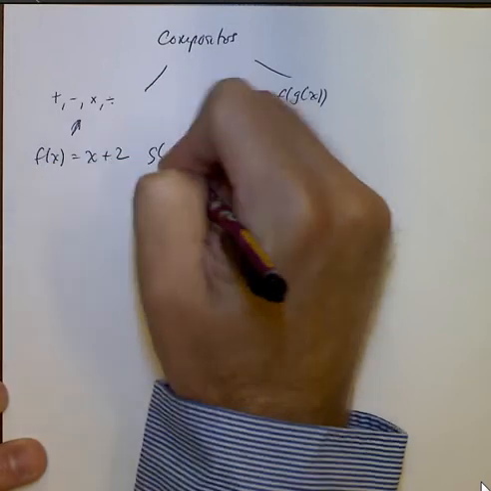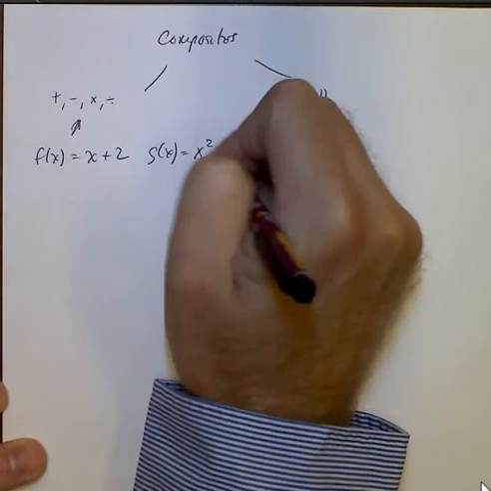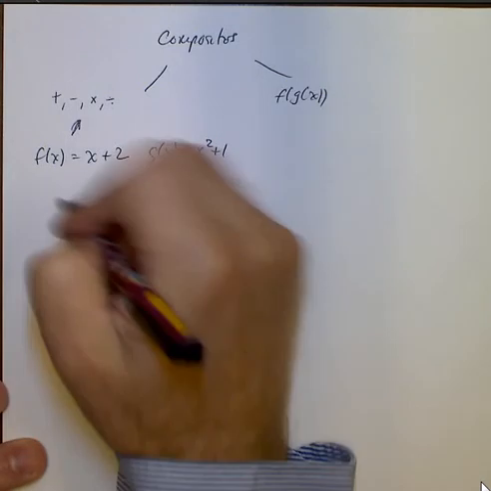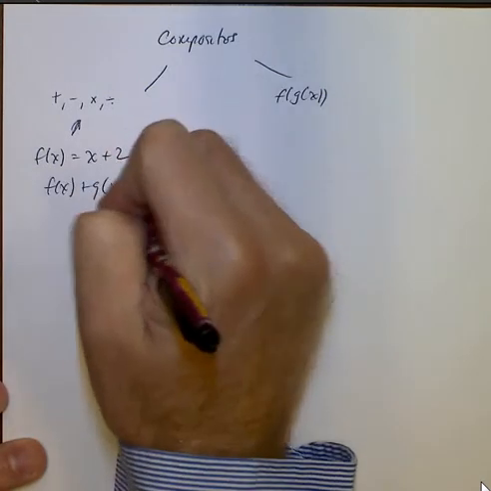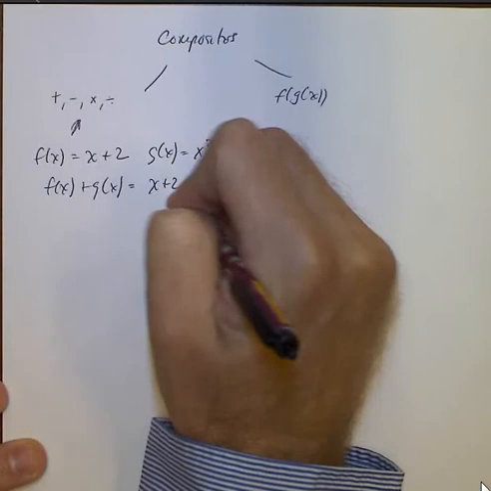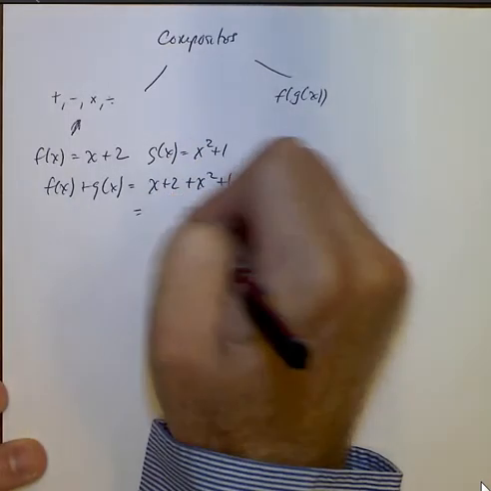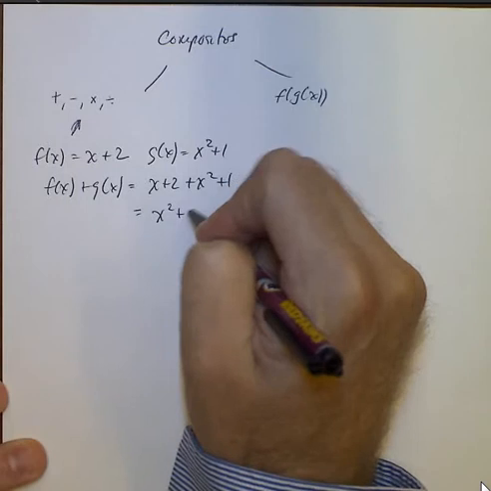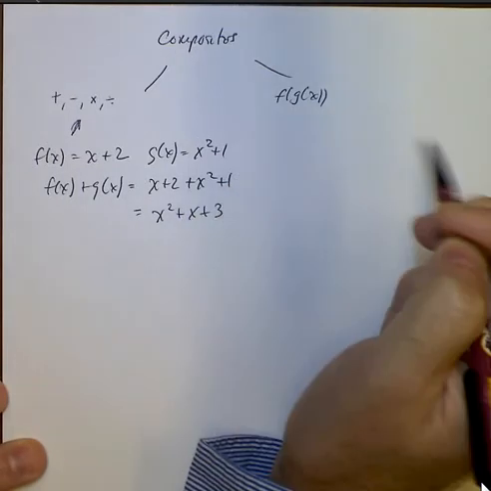Okay, with regards to these, if I gave you f of x equals x plus 2 and g of x equals x squared plus 1, if I told you to do f of x plus g of x, well, you're going to add those two, and then you're going to combine like terms, so we get x squared plus x plus 3. We're just combining like terms.